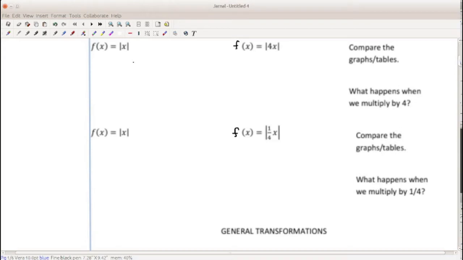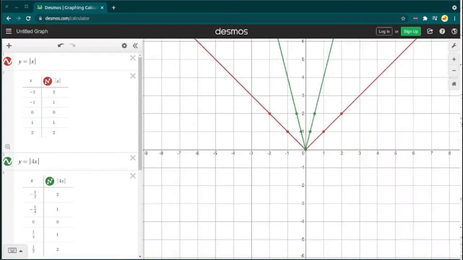So first we're going to look at the table and the graph of absolute value of x and absolute value of 4x. So here we go. Here I've got the graph of absolute value of x, that's the one in red, and I've got the graph of absolute value of 4x, that's the one in green. So pause your video for a minute and take a minute to think about what happened to the red graph to produce the green graph. And if you can think of it in terms of horizontal direction, that will be helpful in this case.